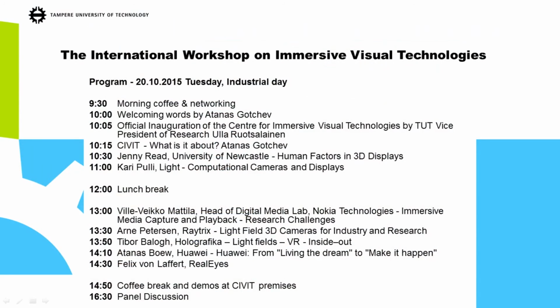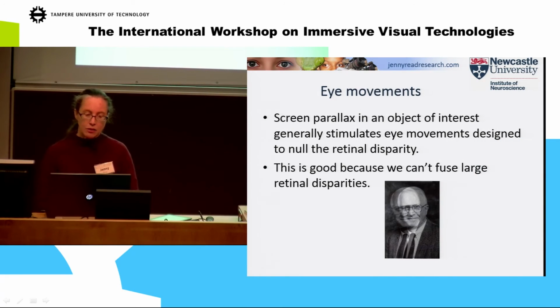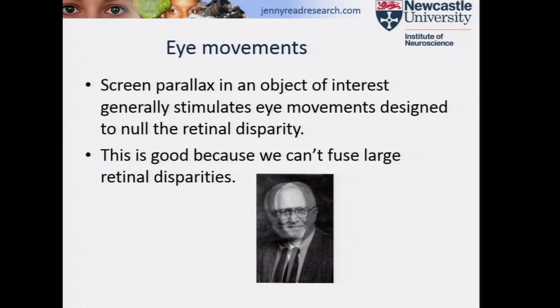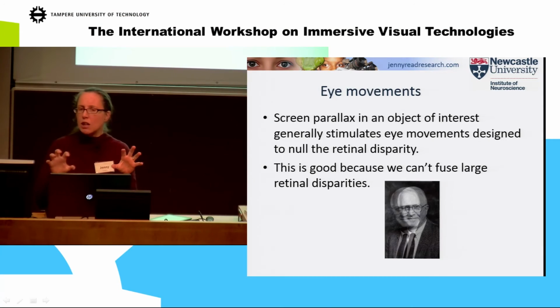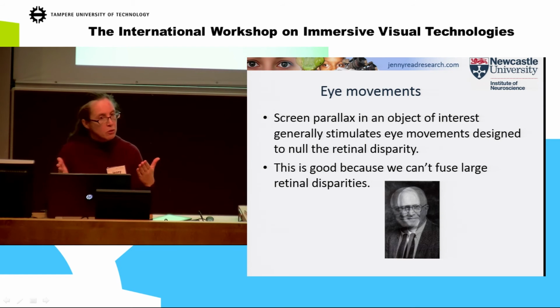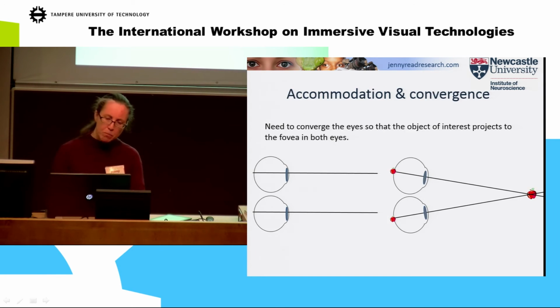Okay, so more about eye movements. So screen parallax in the object that the viewer is likely to be interested in generally stimulates eye movements which are designed to null out the retinal disparity. And the reason for that is that we can't fuse large retinal disparities. So our visual system is only wired up for really quite subtle differences between the two eyes' images. And if you present bigger disparities than that, we won't be able to fuse them and the image will appear double and it'll be very disturbing.